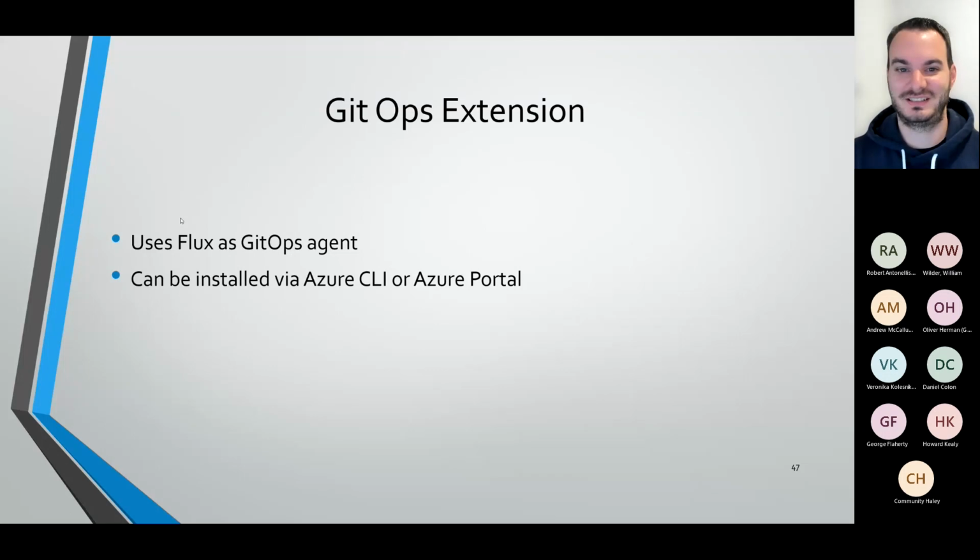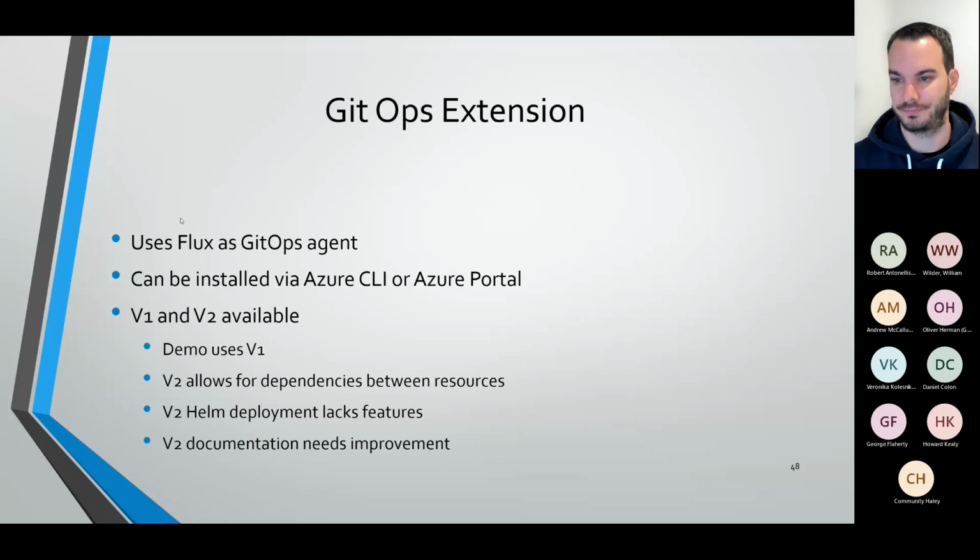Okay. Just a second about Flux and the GitOps extension. There are 2 versions. Our demo used version 1 because last year there was only version 1 available, and version 2 has more features. For example, you can configure dependencies, but it lacks some functionality, and it has horrendous documentation. I've never seen such bad documentation, and the functionality doesn't reflect the documentation at all. So for now, I'm going with version 1.